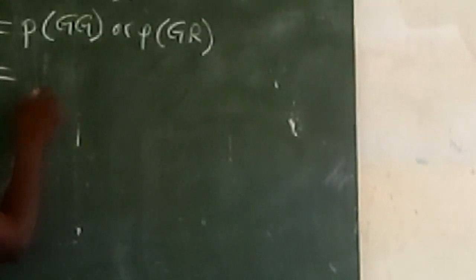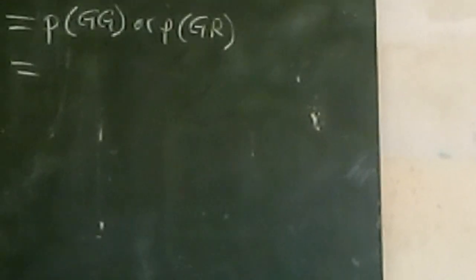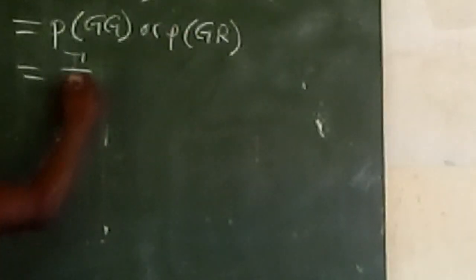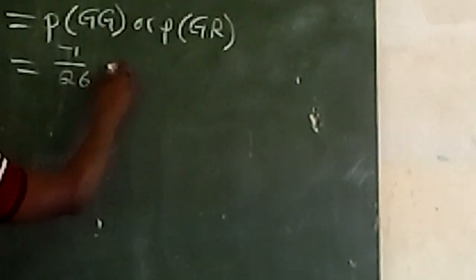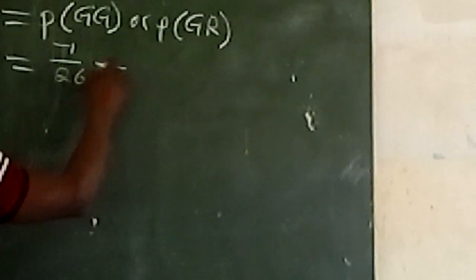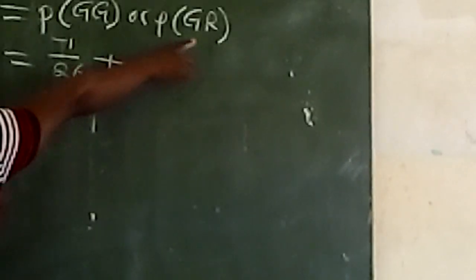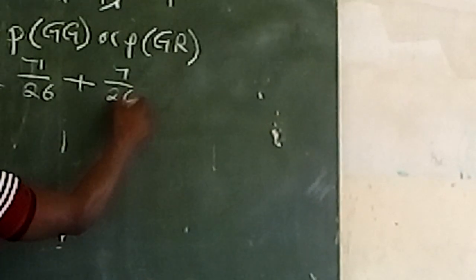Once you do this, you simplify the probabilities. Now we know the probability of GG is already here. This is 7 out of 26. So we simply write 7 out of 26 here. The word or in mathematics and probability simply means that you're going to add the two probabilities. Then the GR, you check where GR is. We see that GR is the same as GG, and that is to say 7 out of 26.